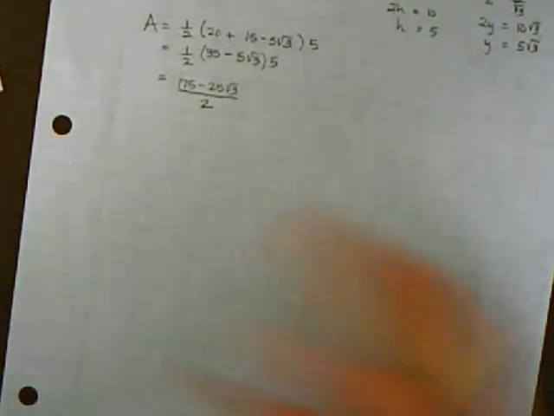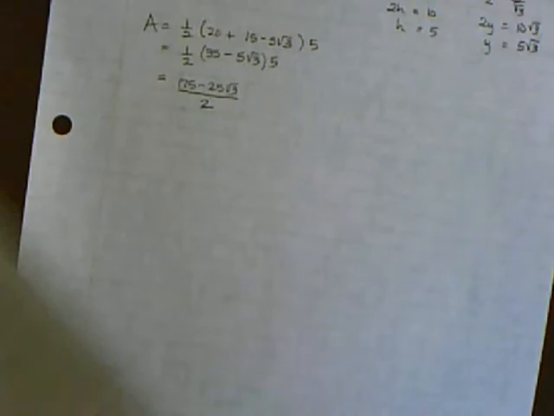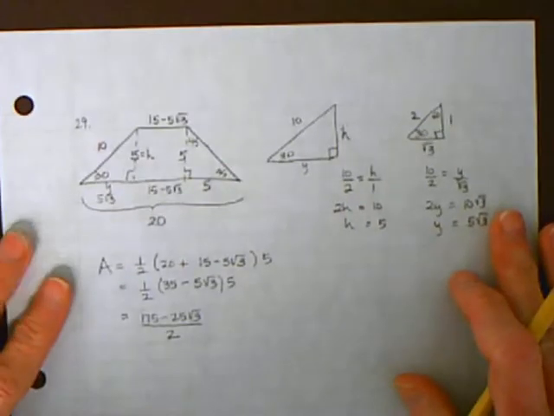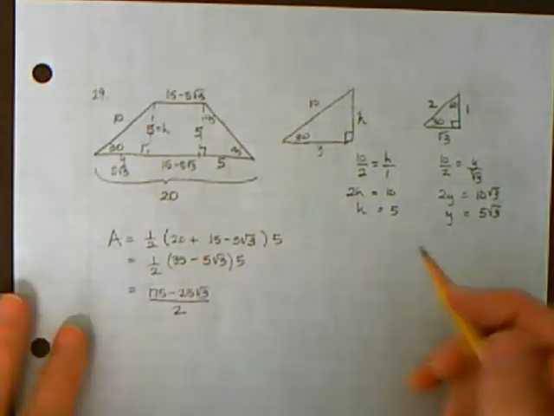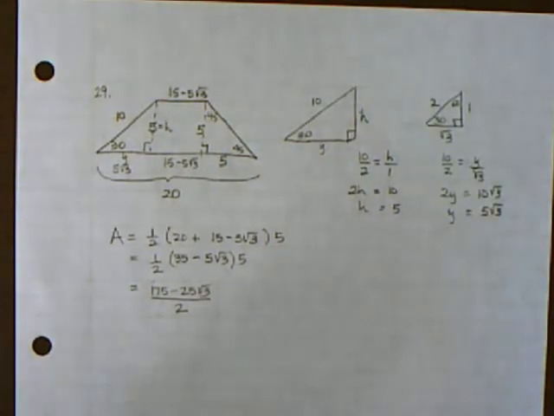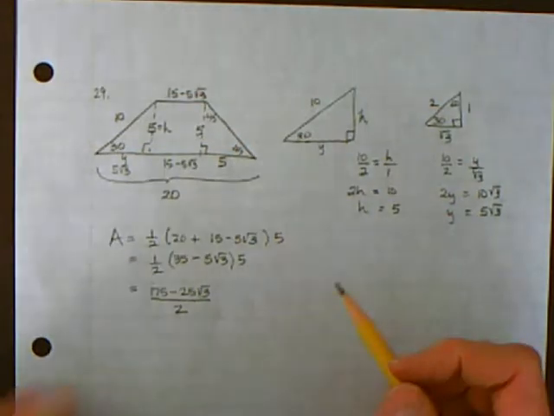All right, problem number 29. 29 is not a hard problem, but it's got a lot of parts to it. So that's what makes this one hard. The individual pieces aren't too bad, but when you put them all together, it gets to be a little tricky.